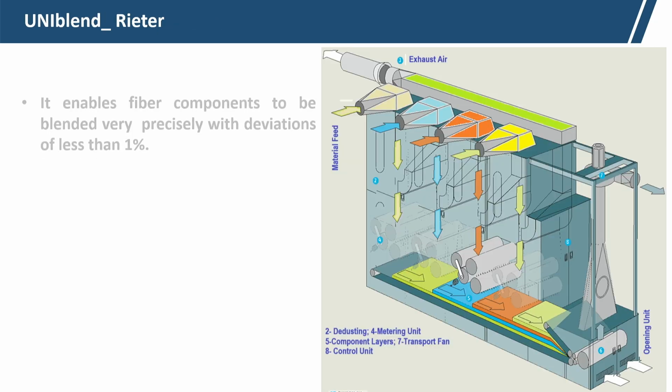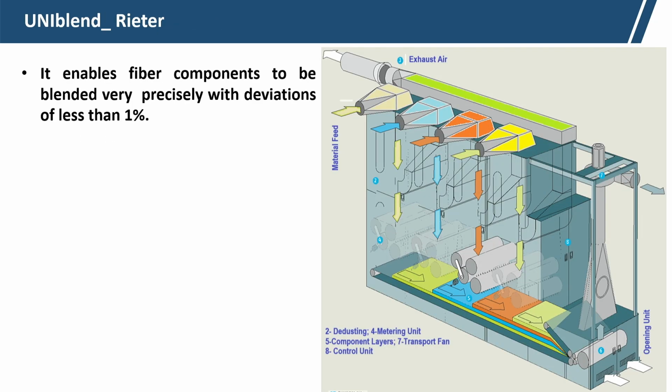Now, the Rieter blend system is a uniblend. It enables the fiber components to be blended very precisely. Again, they are also claiming the blend variation we can have is less than 1%.